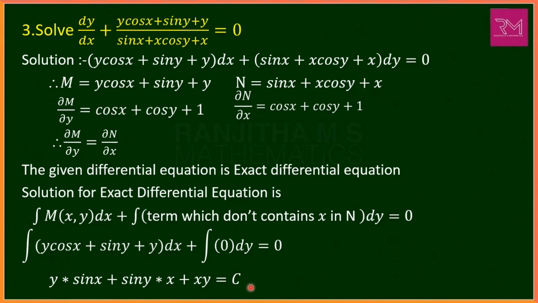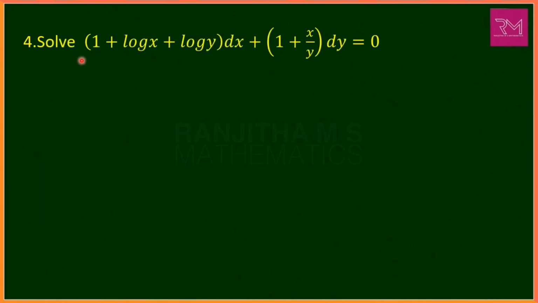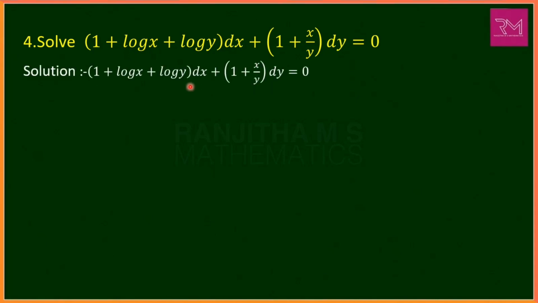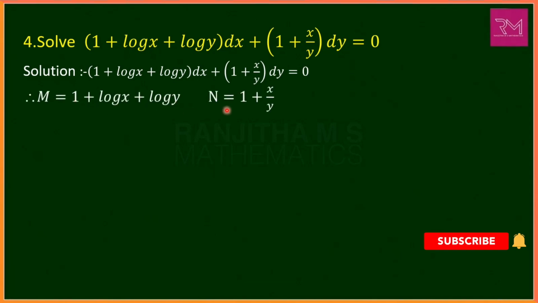This completes the problem. Here is another problem. Solve (1 plus log x plus log y) dx plus (1 plus x by y) dy, which is equal to 0. This is an equation of the form M dx plus N dy equals 0, where M is 1 plus log x plus log y and N is 1 plus x by y.